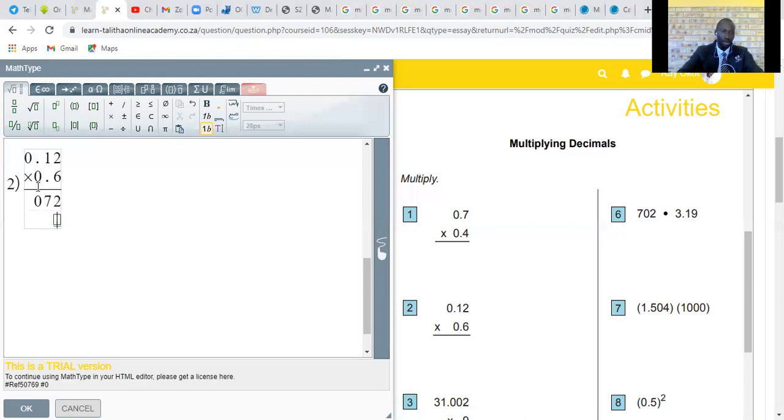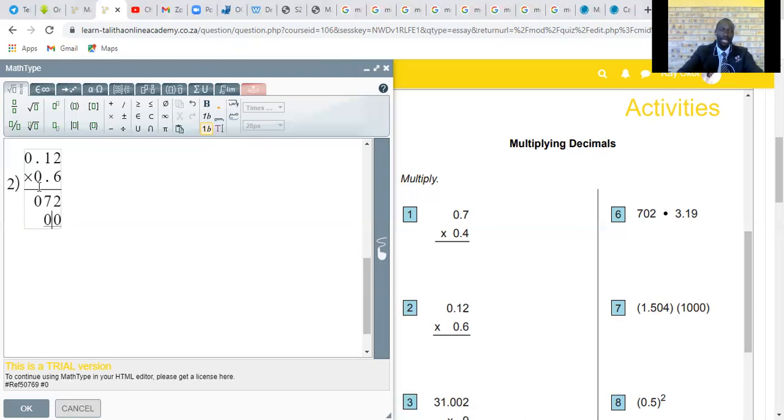Now, 0 times 2 gives 0. Notice that the 0 we have got is going to fall under the second number, which is 7. This 0 is going to fall under 7. But just to have something under 2, we put a 0 under 2. Then the other 0 under 7 comes in.